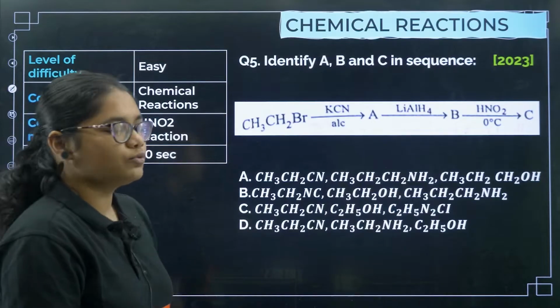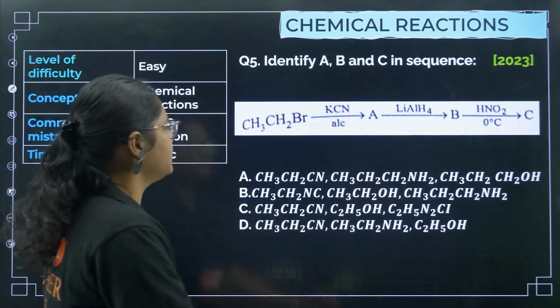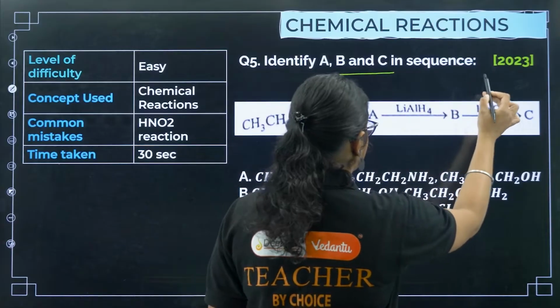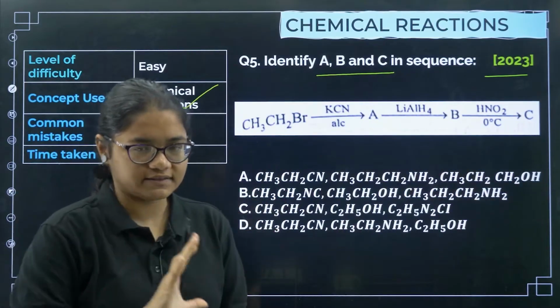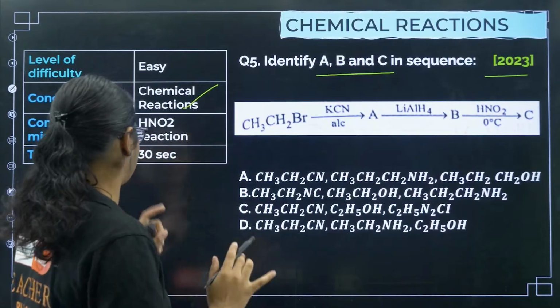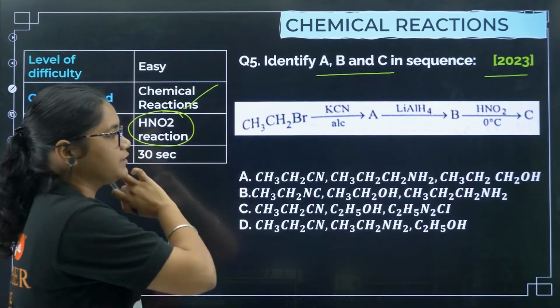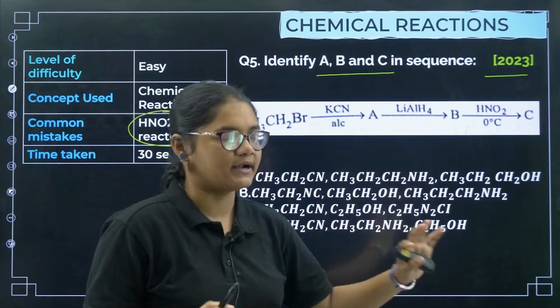Next, coming to chemical reactions questions, we'll see. Identify A, B, C. This is a 2023 question. Chemical reactions, an easy question, but I can say where you can make a mistake with the reaction is due to HNO2. I'll tell you what the condition is here.